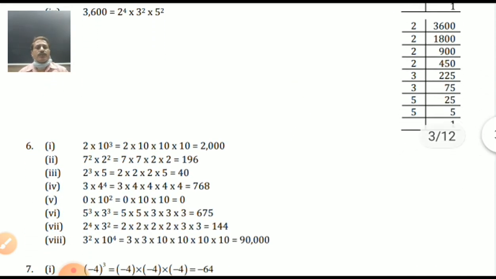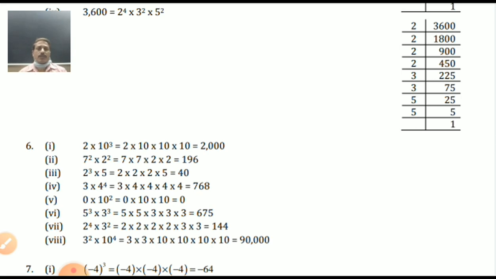The 6th question has 6 parts. Yes, my dear students, the 6 answers are here. 2 into 10 raised to 3 means 2 and 10 three times: 10 into 10 into 10, which gives 2000. 7 raised to 2 into 2 raised to 2 is 7 into 7 into 2 into 2, which is 196. Now see the fourth question.